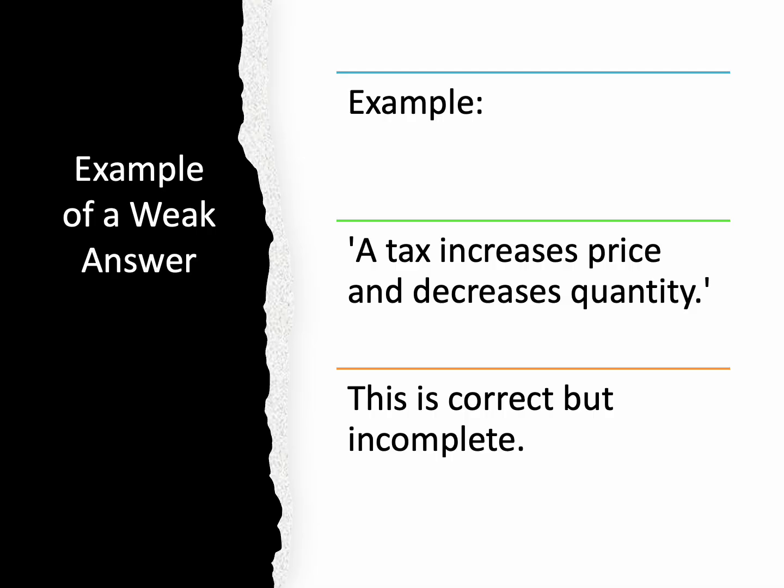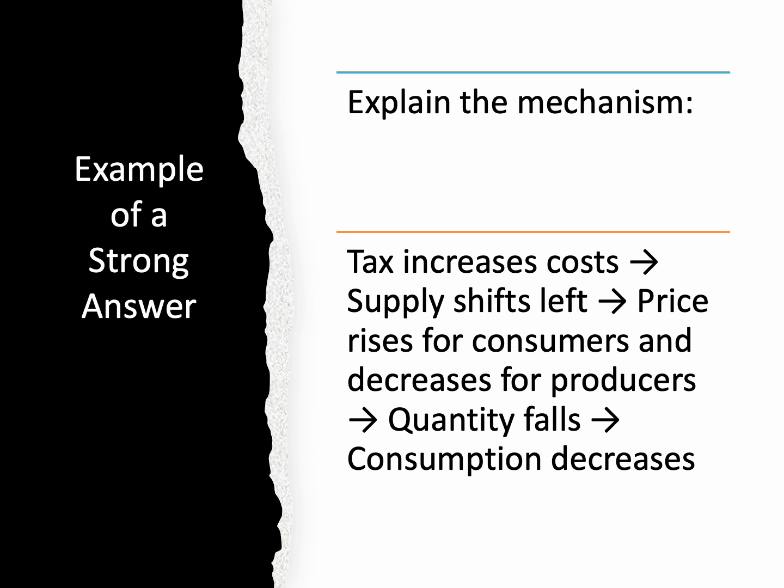Here's an example of the type of explanation that often appears in mid-level responses. A student might write something like, "A tax increases price and decreases quantity." This statement is technically correct, but it's incomplete. It doesn't explain why the price increases or why the quantity decreases. Because the reasoning is missing, the answer earns fewer marks than it could. Let's look at what a stronger answer would look like.